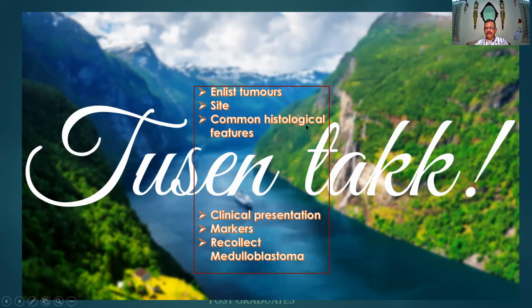What are the common histological features? First and foremost will be blastemal cells, high cellularity, hyperchromatic nuclei, mitotic figures, molding of the nucleus. Then there can be areas of necrosis and rosette formation. There are multi-layered rosettes present. Clinical presentation: loss of vision, convulsions, headache, semi-comatose state, anything can be given. And the markers which people are supposed to recollect. Please compare these with the medulloblastoma. And we come to the end of a superb topic on the embryonal tumors in children within the cerebrum.